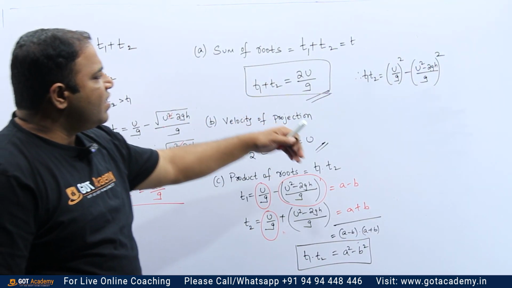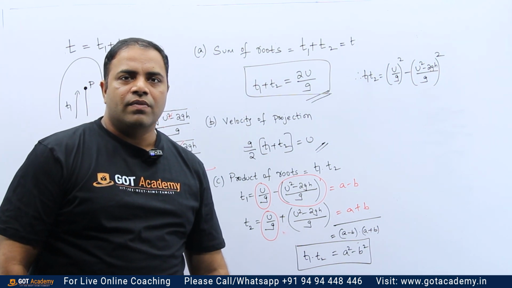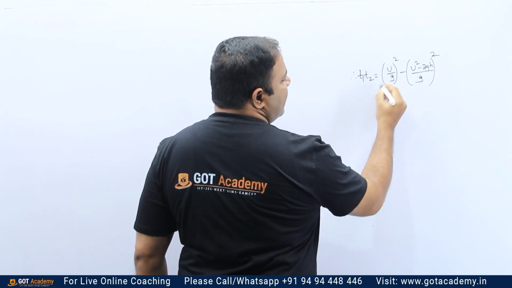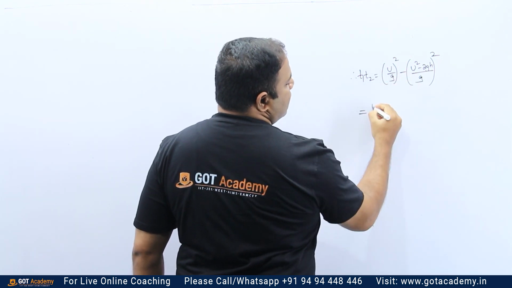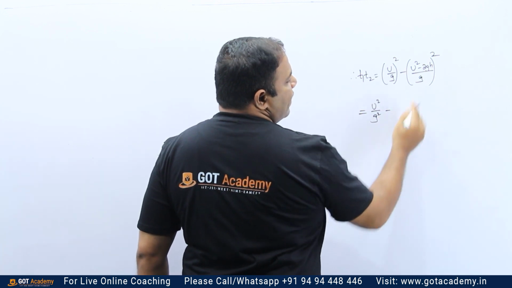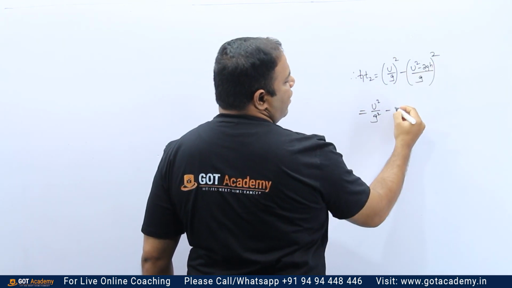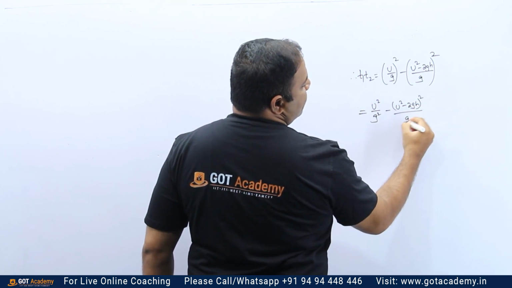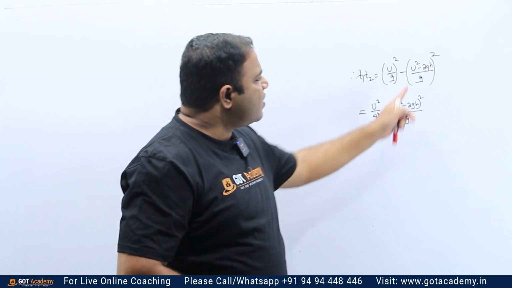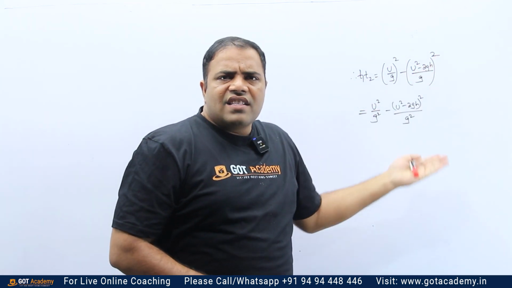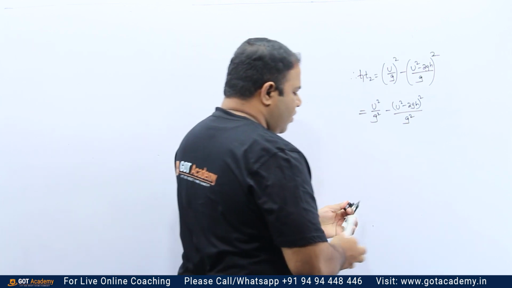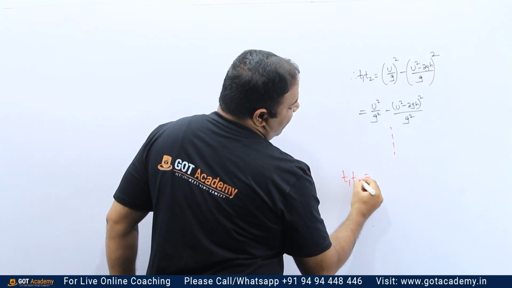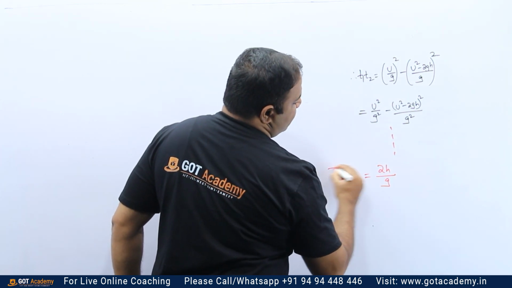Now we have to solve everything to find what t1 into t2 is. It is in the form of A square minus B square, right? So this is u square by g square, minus the square root of u square minus 2gh by g whole square. You can write it as A square by B square first of all, and later go for proper simplification. What we get here is that t1 into t2 is equal to 2h by g.